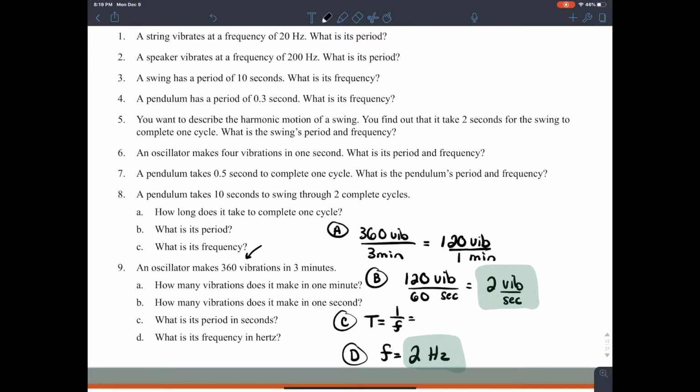So we can plug that frequency in. We have 1 divided by 2 hertz. So that means the period, the time necessary to complete 1 back and forth motion is 0.5 seconds. So the time required, this thing might be vibrating 360 vibrations in 3 minutes, but for every single one of those 360 vibrations, it takes 0.5 seconds to complete 1 vibration back and forth.